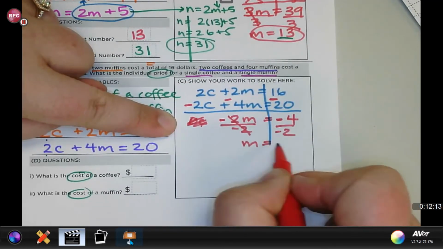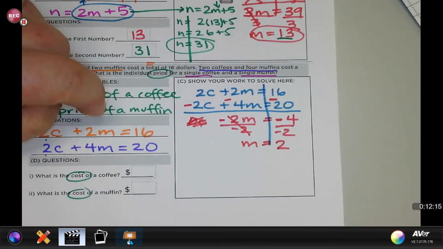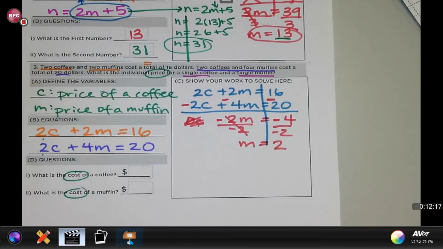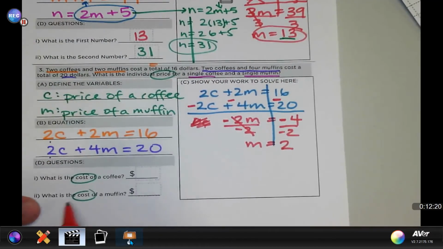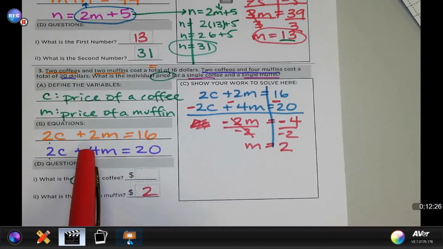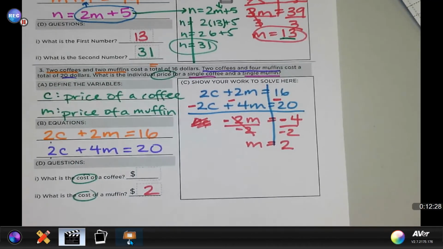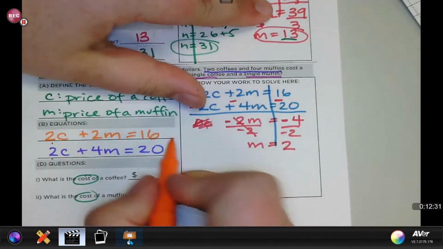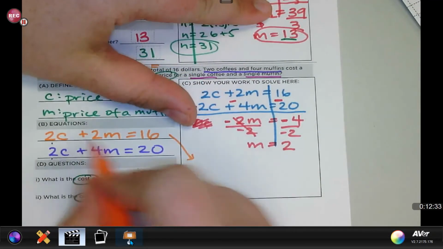M equals positive 2. Now, that's good because this represents price or cost, and M is muffin. So what's the cost of a muffin? That's $2. Then you can plug in either one of these, take either one and plug in M and find C, the cost of a coffee. So I'm going to do this.